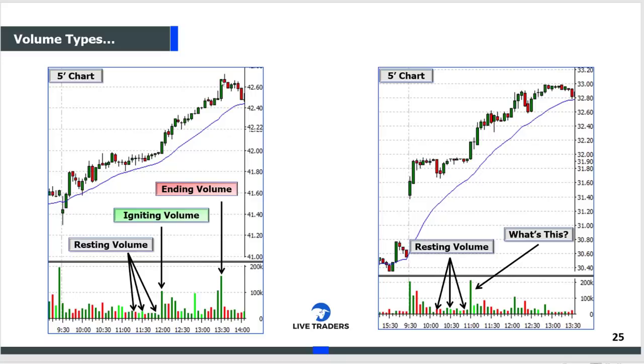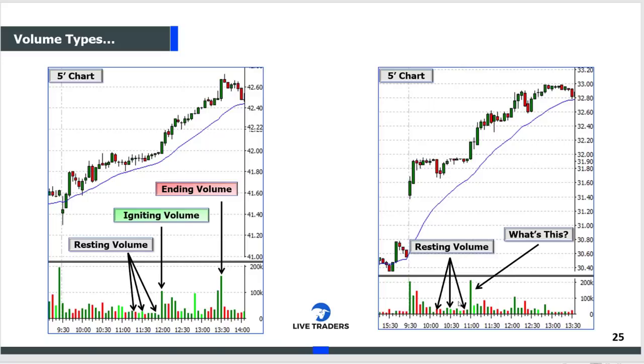That's it. This move is finished. It's over. It's done. Get out. All right? Either get out there or tighten your stop and walk away. Same deal here. Notice the breakout. Consolidation, all right? Red bar comes in, pops back up, another consolidation.